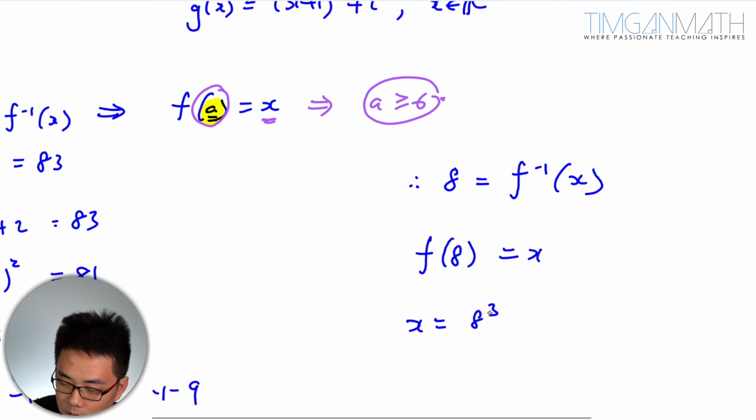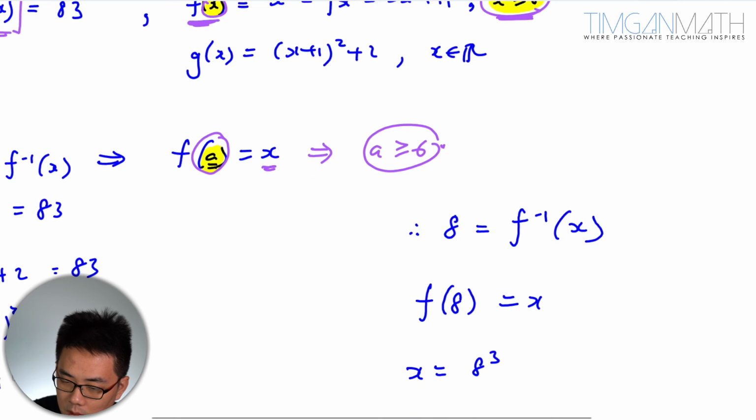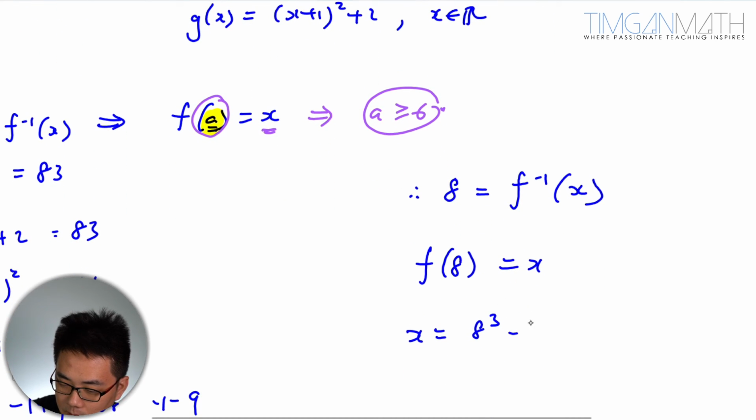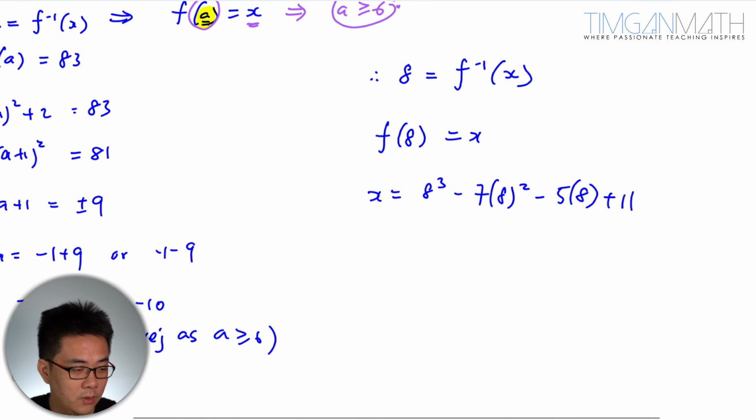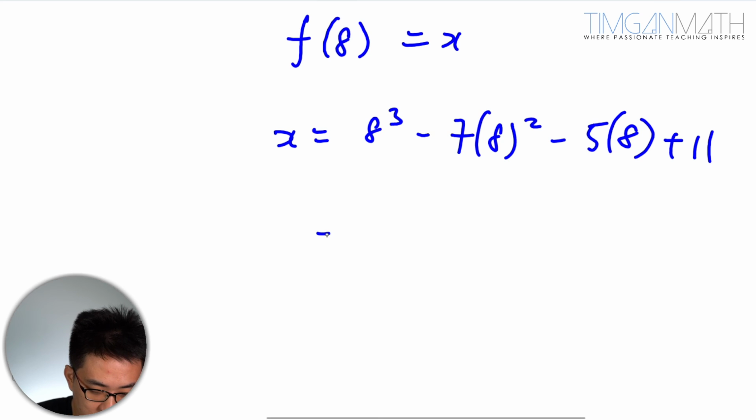8 cubed, and just substitute this, minus 7 times 8 squared, minus 5 times 8, plus 11. Okay, there you go. This is 35.